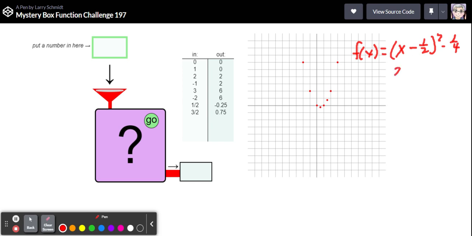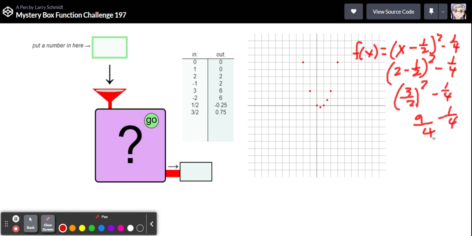If we put in a 2: 2 minus 1/2 quantity squared minus 1/4. Well, 2 minus 1/2, that'd be 4/2 minus 1/2, that'd be 3/2 squared minus 1/4. 3/2 squared is 9/4, squaring the top and the bottom, minus 1/4 would be 8/4, which equals 2. And that's what we got there. We got the 2. So that is making sense. I think we got this. Let's take a look.